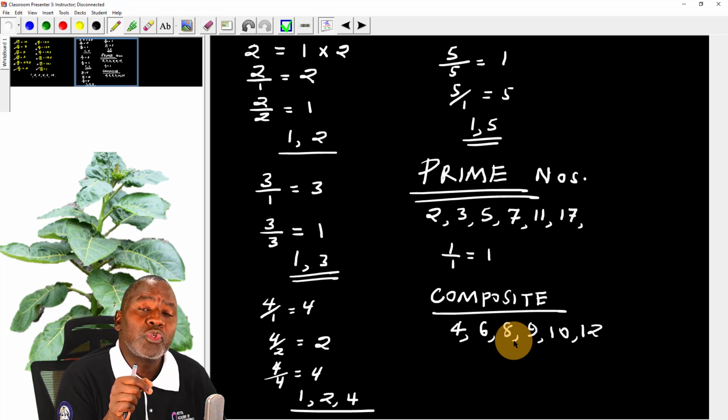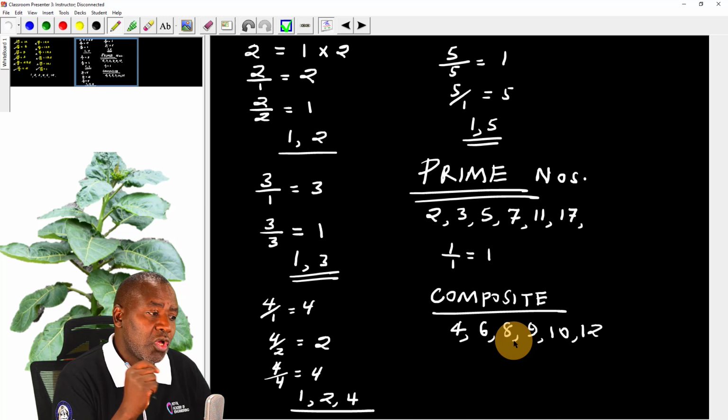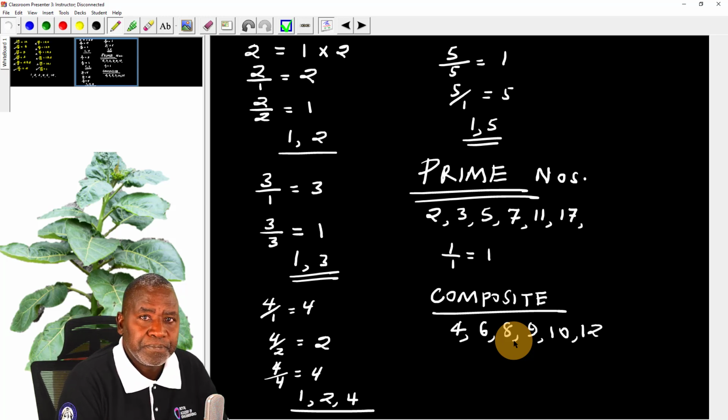So, distinguish between a prime number and a composite number. You should be able to say what is meant by factors of a number, and you should be able to clearly state that 1 is not a prime number on account of the fact that it's got only 1 factor. And that brings us to the end of this lesson. In the next lesson, we are going to look at the divisibility test.